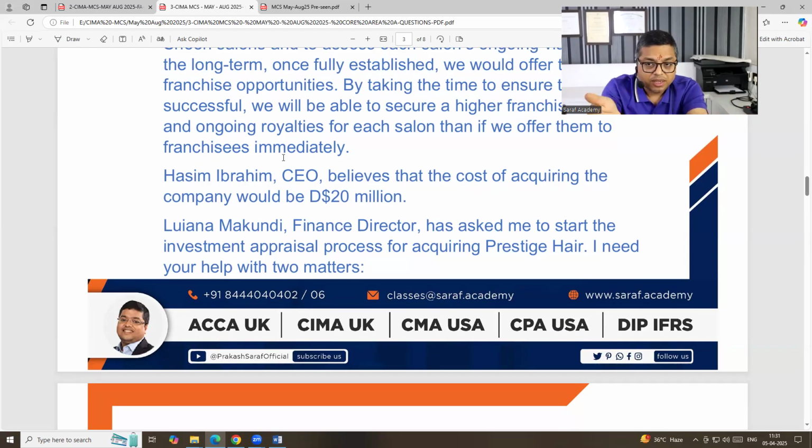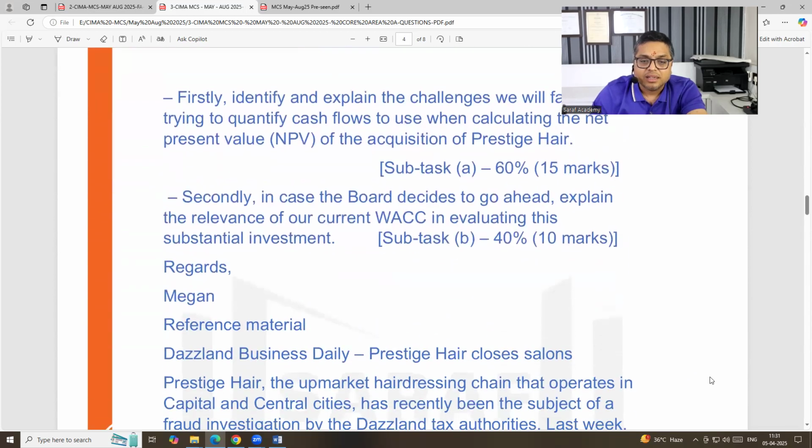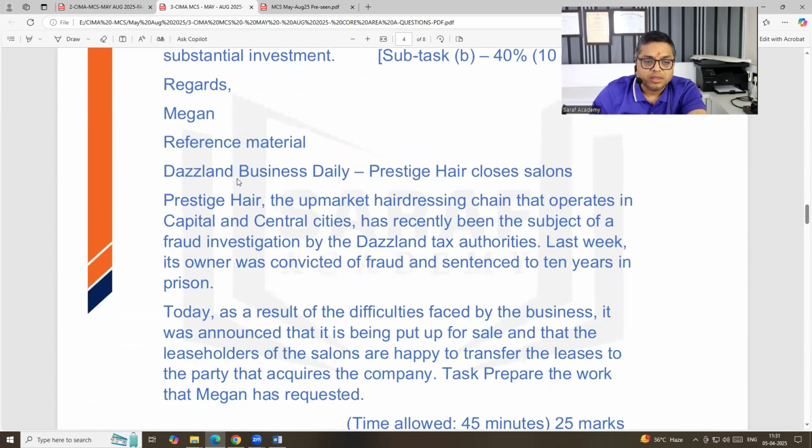I need your help. The senior finance manager is asking your help with the two matters which we have already read. For analyzing the cash flows, identify and explain the challenges, and in taking the decision, what will be the effect of the current WACC. The reference material, something more written, will help you to prepare a good answer.